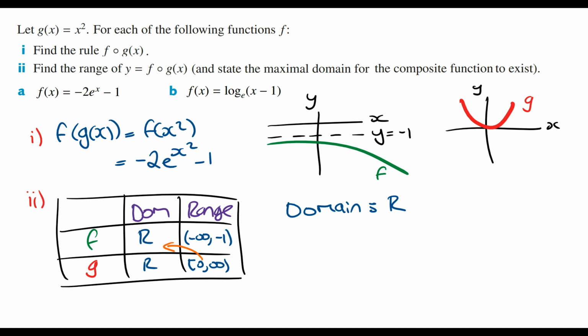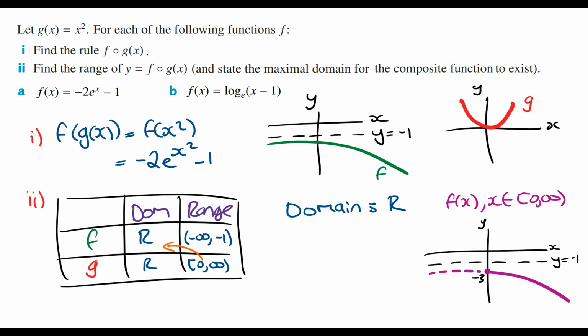And so sketching the graph of f of x, with its restricted domain being from 0 to infinity, we're going to get this graph. And so the range of this graph is going to be the range of f of g of x. The range of this graph is from minus infinity to minus 3, where minus 3 is inclusive. And so the range of f of g of x is going to be from minus infinity to minus 3, where minus 3 is inclusive.